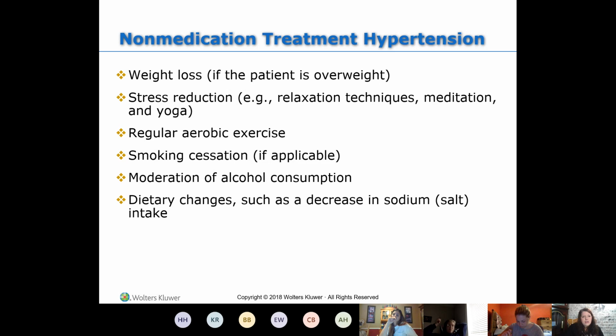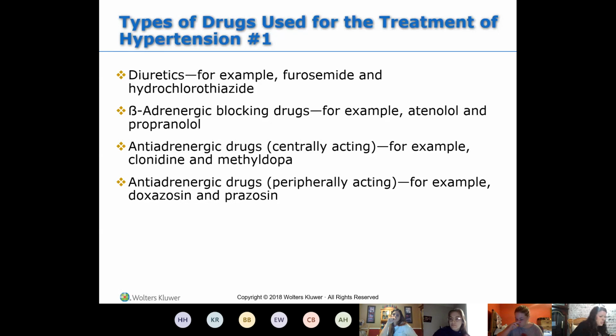So at some point, these non-medication treatments, we hope that they'll work, but if they do fail, then we're going to move to pharmacologic treatment of hypertension, which is what we're going to be talking about today. So if you look on page 394, you see those drug classes there?